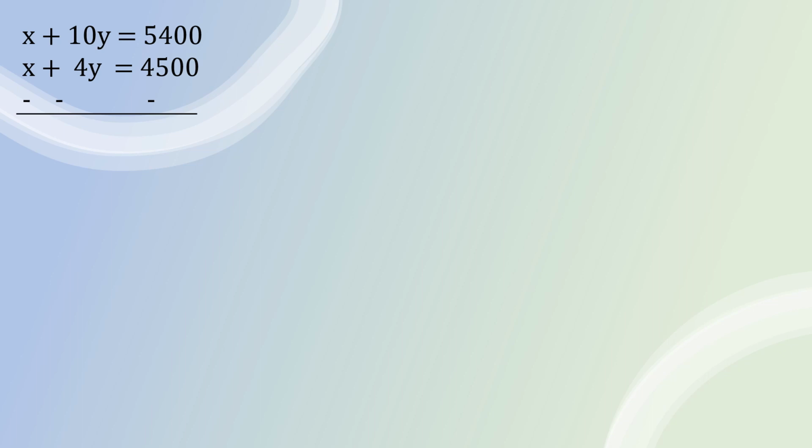So students, now you can cancel this. X and X will get cancelled because plus X minus X, opposite sign. It will cancel. Okay. So now we'll solve 10Y minus 4Y. So it will become 6Y equal to 5,400 minus 4,500. You'll get 900. Now students, you'll find out the value for Y. Therefore, Y equal to 900 divided by 6.